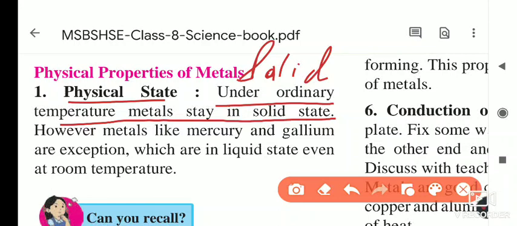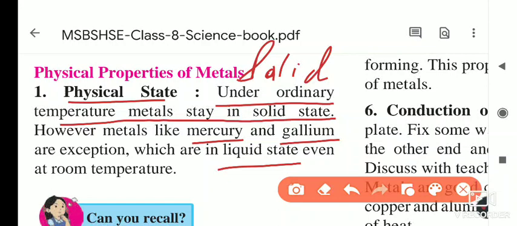And which are those exceptions? Those are mercury and gallium. These are metals, but at normal temperature in which state are they present? Liquid state. These are the metals which are present in the liquid state at normal temperature. So mercury and gallium are present in the liquid state.